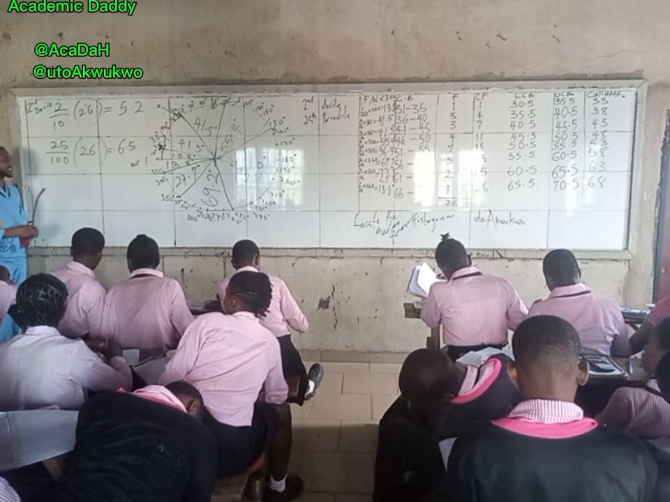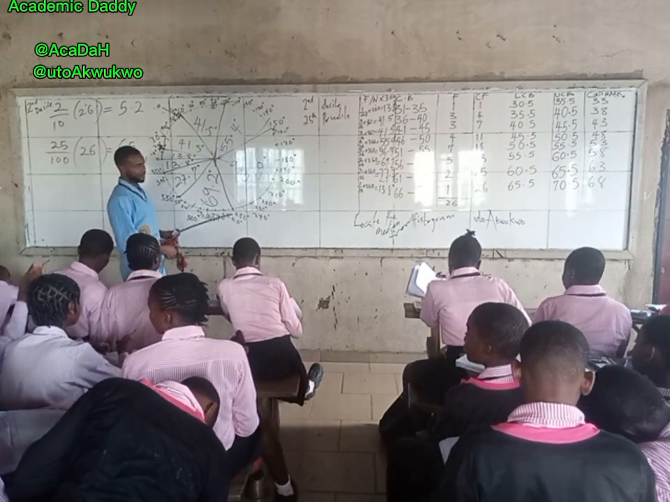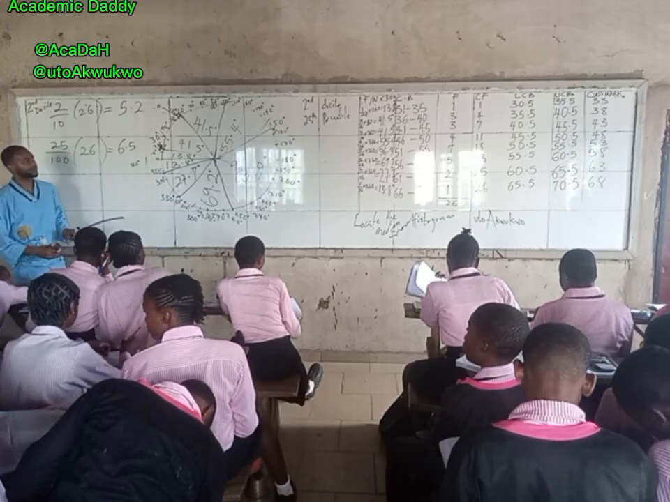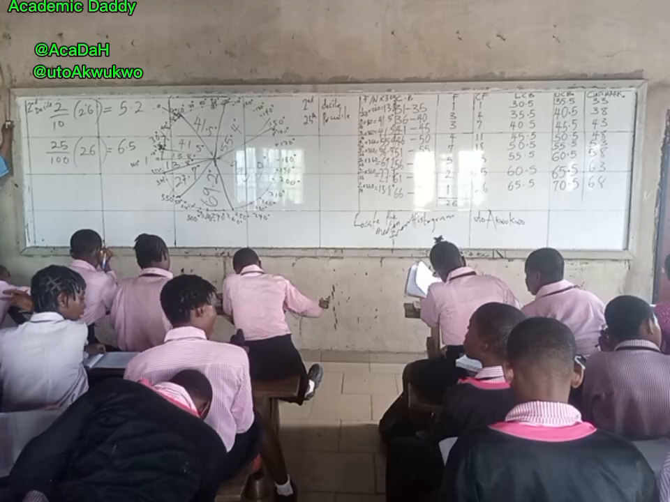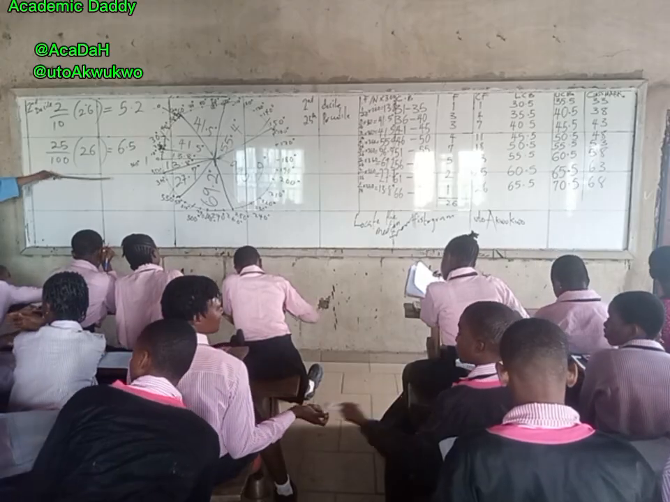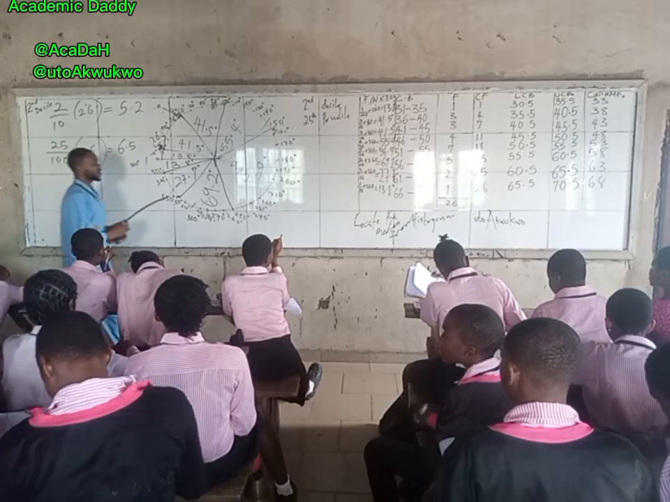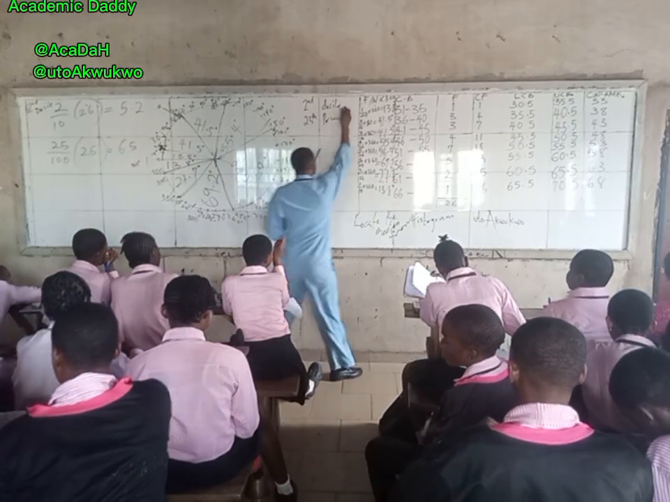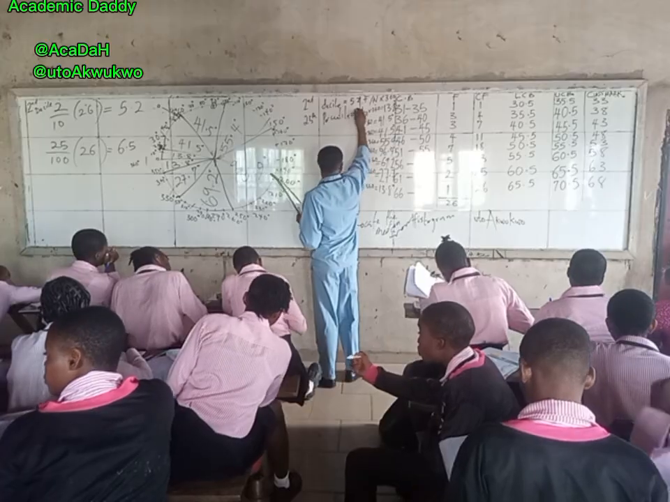So let me write it out. I want to clean. You should be able to do this. So I'm cleaning, but I'll just write out my second decile position. It equals 5.2. This one is 6.5.